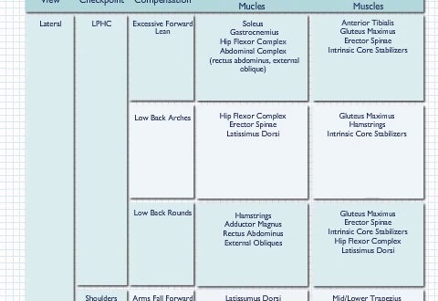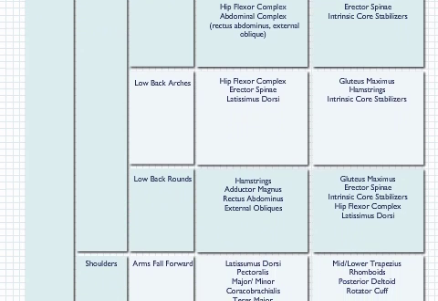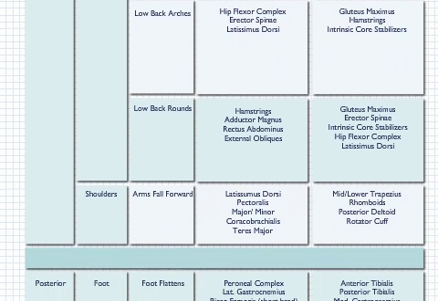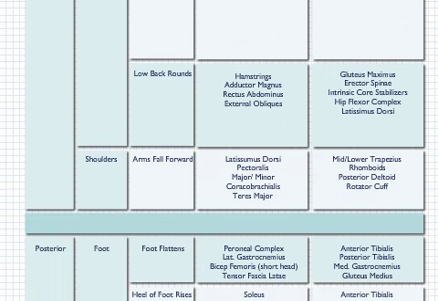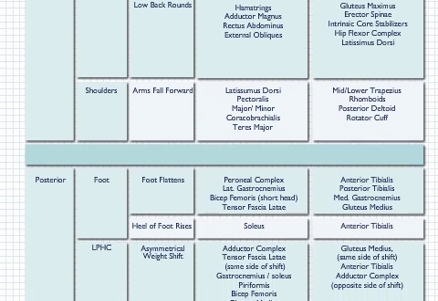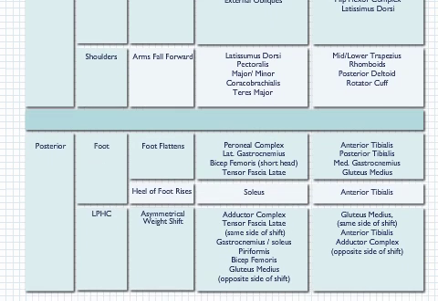As with the previous compensations, make sure to review the table in your textbook to view probable overactive and underactive muscles that may be contributing to these compensations. This will again provide you some guidance as to which muscles will need to be stretched and which muscles will need to be strengthened to improve movement quality.